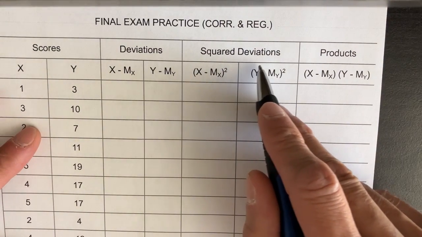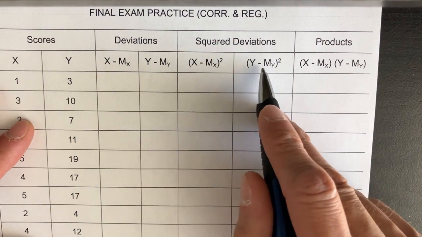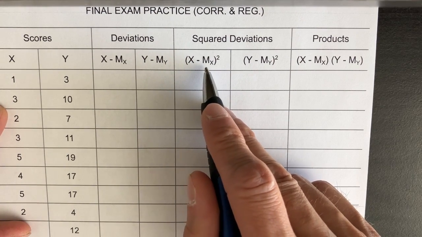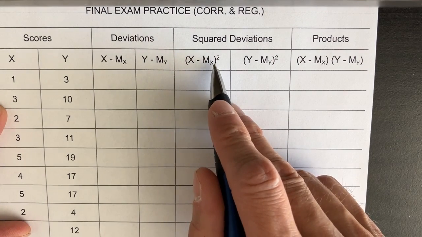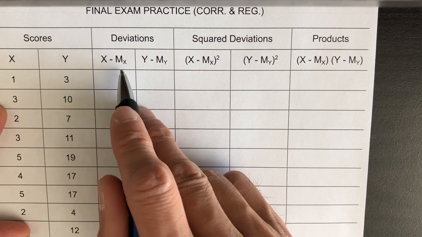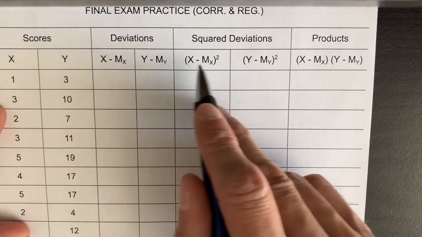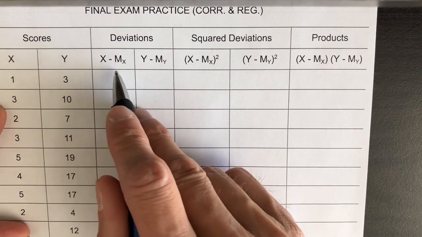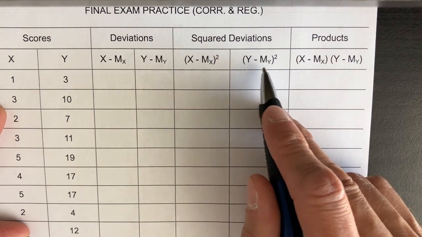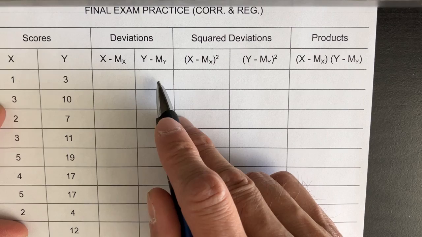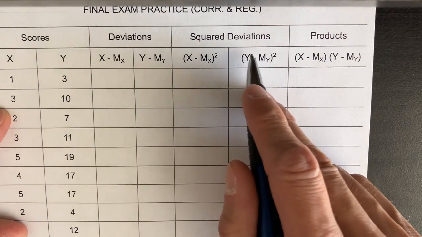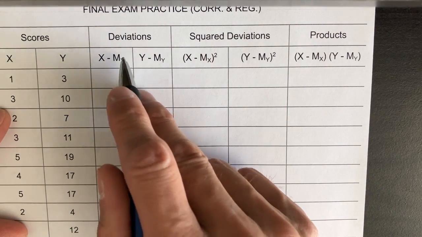Then there's a square deviations column, which is subdivided into two subcolumns. One of them is X minus M subscript X squared, which is simply the X minus M subscript X from the deviations column. So this column is asking us to take the numbers in the deviations column and square them. Similarly, this column is asking us to do the same thing with the Y minus M subscript Y deviations. So for the square deviations, we're just going to square these deviations columns.